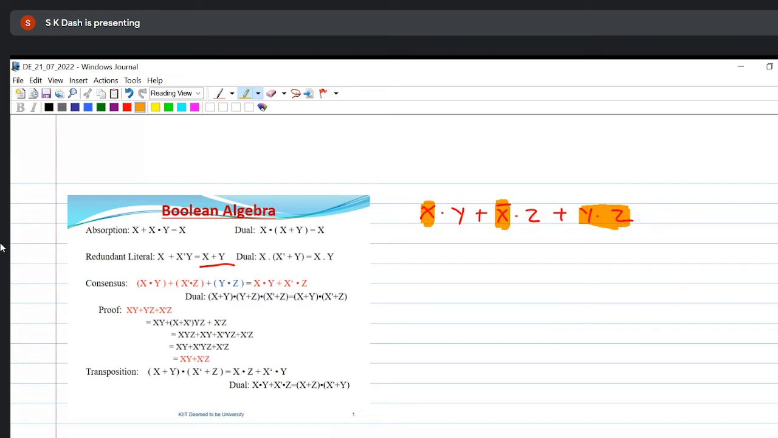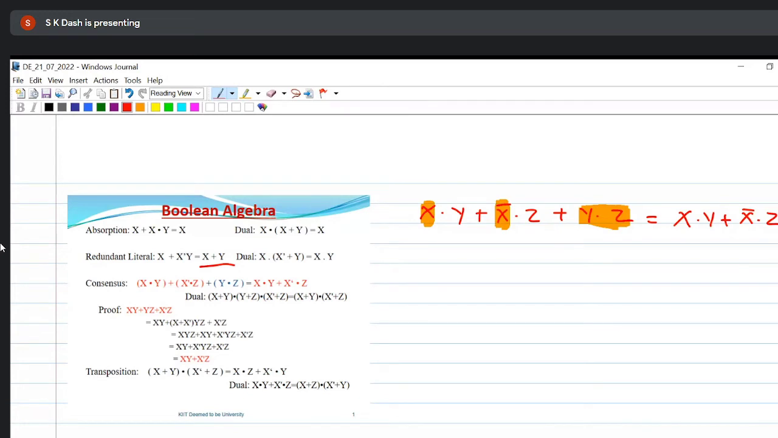So as per the consensus theorem, we can neglect this y and z. So xy plus x bar z plus yz is equal to xy plus x bar dot z. Is it clear? First of all, is this rule clear? Then we'll go for the proof. No, sir. Can you explain this once more, sir?